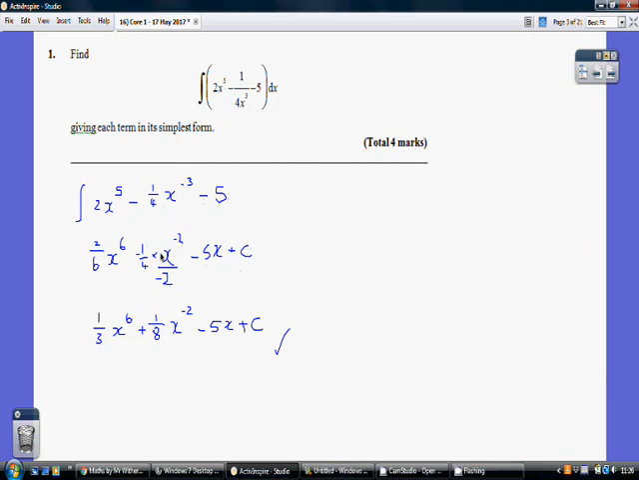And then finally, given we've got to give each term in its simplest form, I've simplified 2 over 6 to being 1 over 3, and I've simplified a minus a quarter being divided by minus 2 to being plus an eighth. So that's plus an eighth x to the minus 2, minus 5x, plus c.